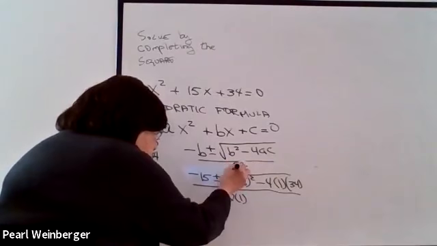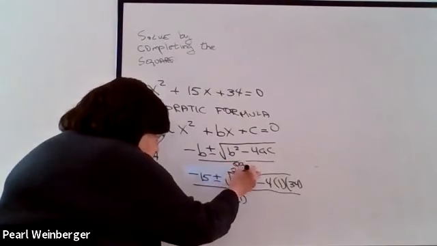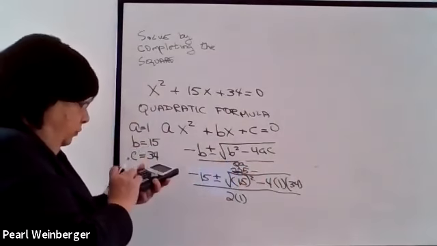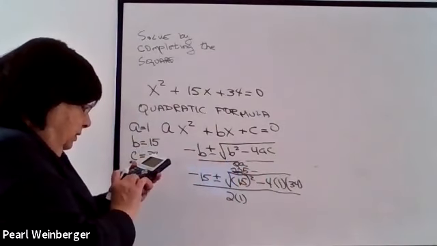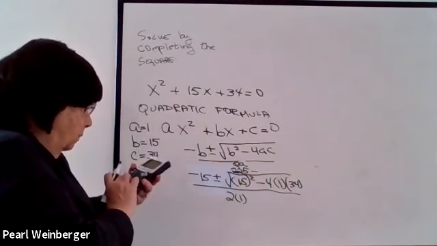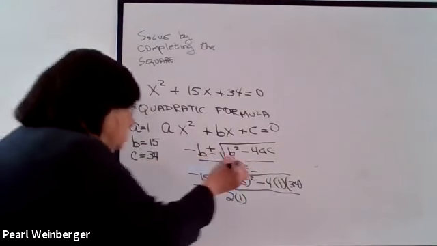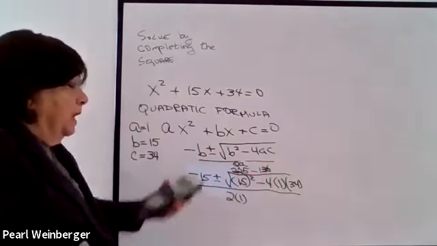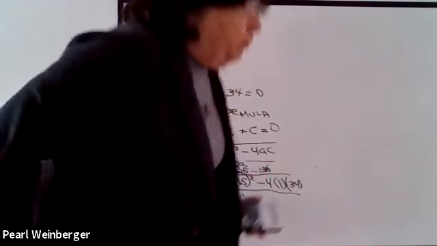So we have the 225 from the 15 squared. And now I have to do minus 4 times 1 times 34, which is 136. Okay, I'm going to start moving over here.